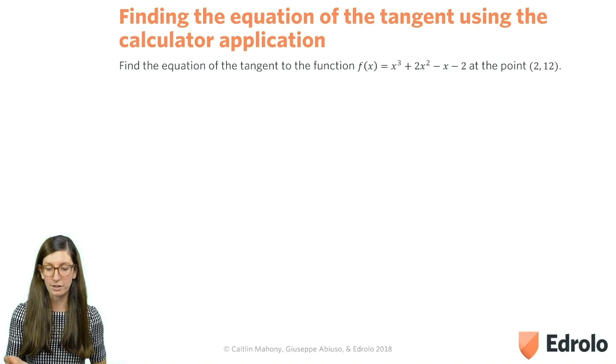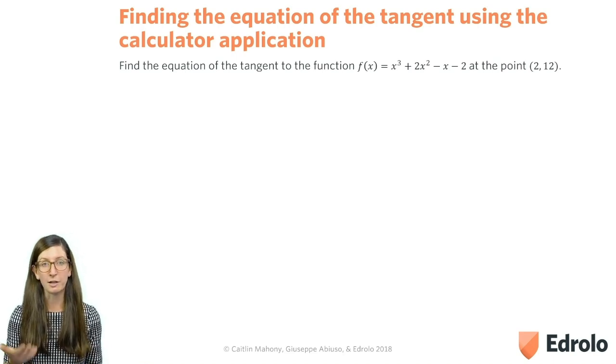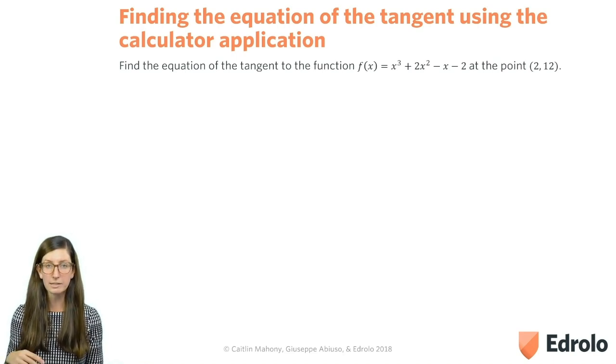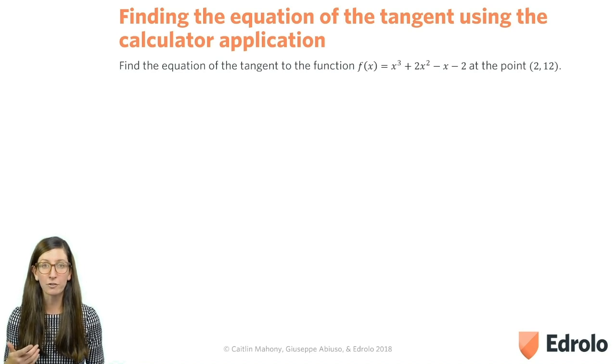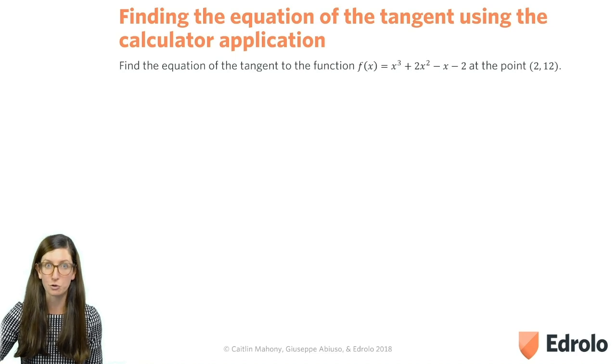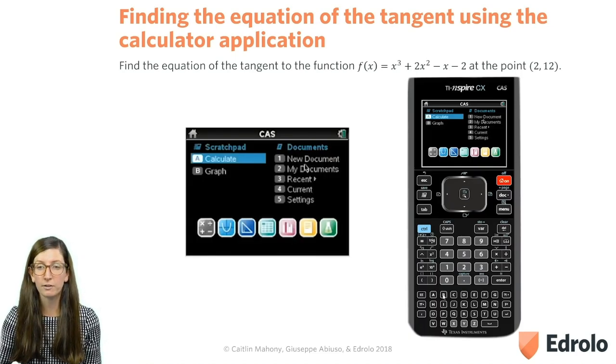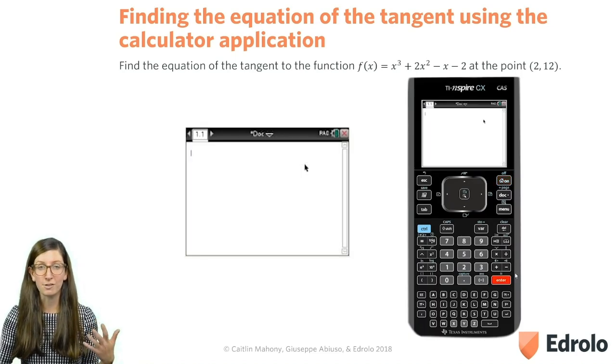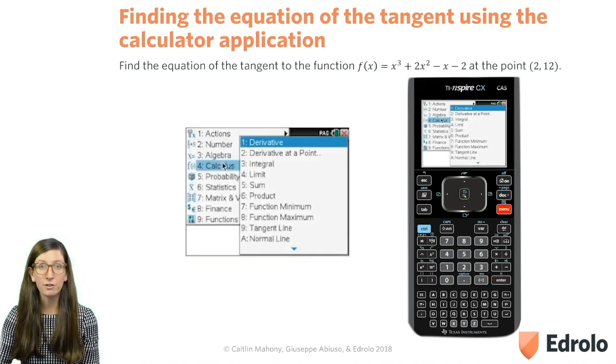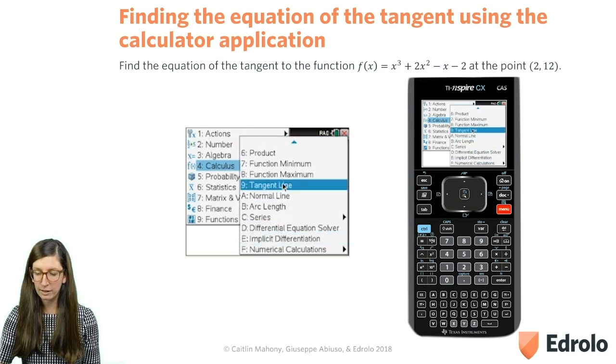So for this function f of x, we want to find the equation for the tangent given this point. On the calculator, all we actually need is the x value of that point. So in this case, it's going to be x equals 2. Okay, so in a new document, what we'll do is jump into the function that can actually find us the tangent. So we go menu, for calculus, then to tangent line number 9.